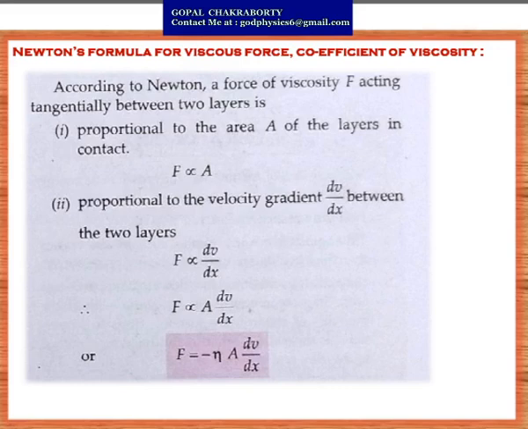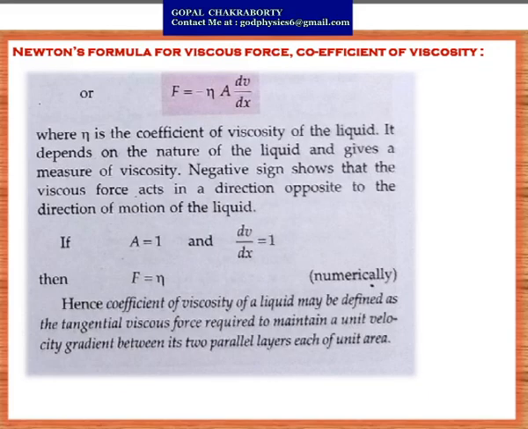Here F is the force, eta is the coefficient of viscosity, A is the cross-sectional area, and dv/dx is the velocity gradient. The negative sign shows that the viscous force acts in a direction opposite to the direction of motion of the fluid. It depends on the nature of the liquid and gives a measure of viscosity.